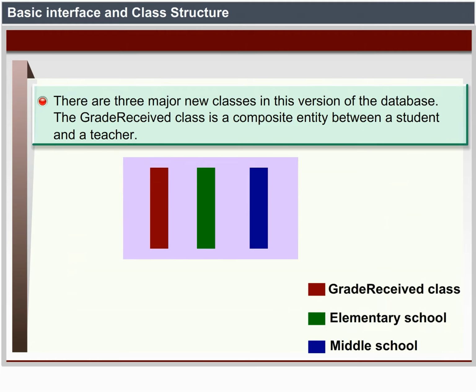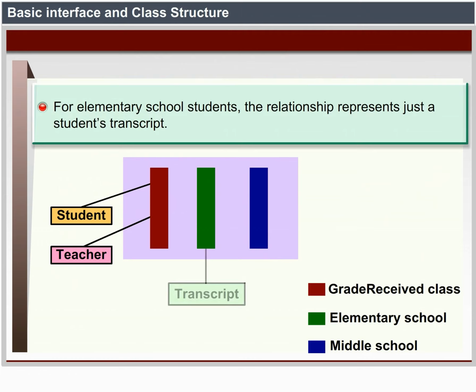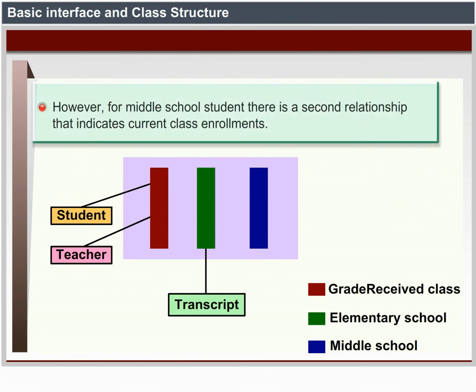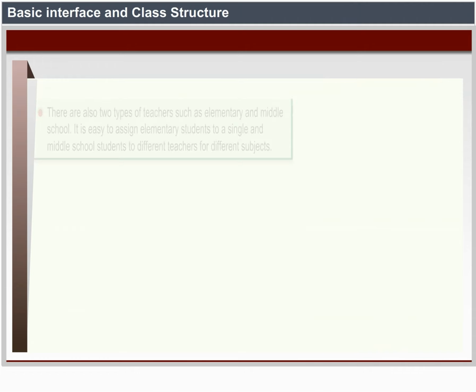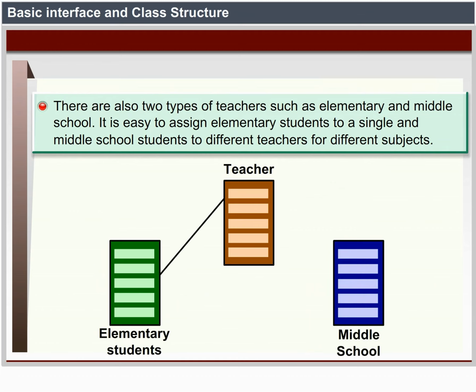There are three major new classes in this version of the database. The grade received class is a composite entity between a student and a teacher. For elementary school students, the relationship represents just a student's transcript. However, for middle school students, there is a second relationship that indicates current class enrollments. There are also two types of teachers, elementary and middle school, making it easier to assign elementary students to a single teacher and middle school students to different teachers for different subjects.